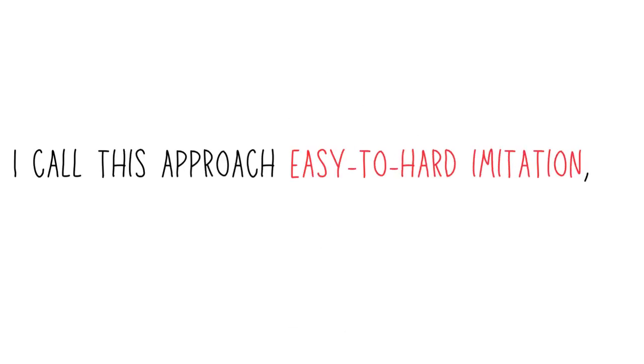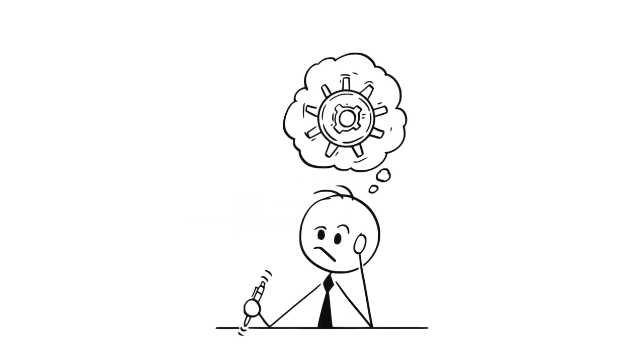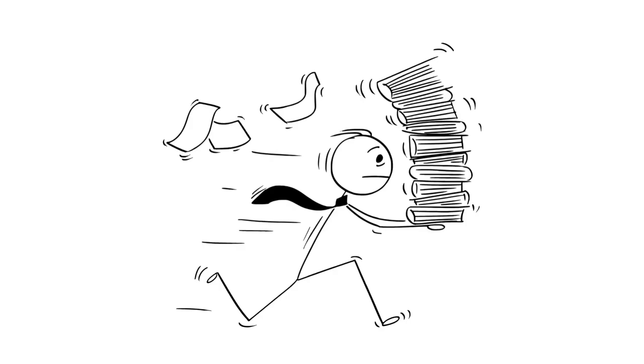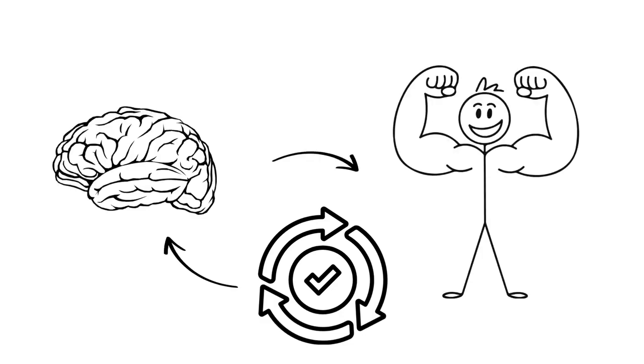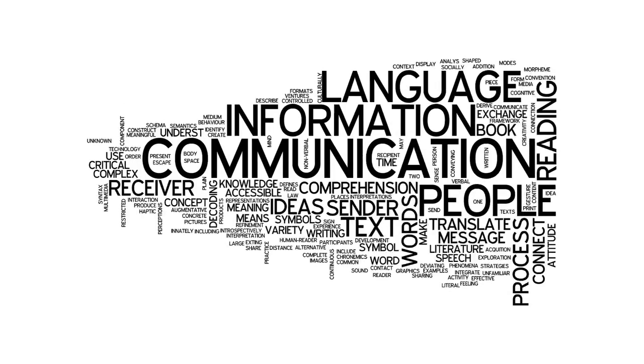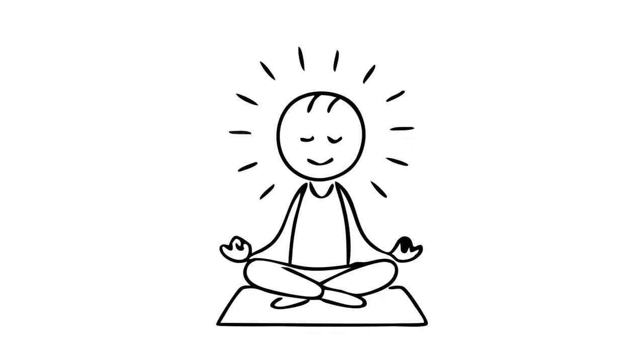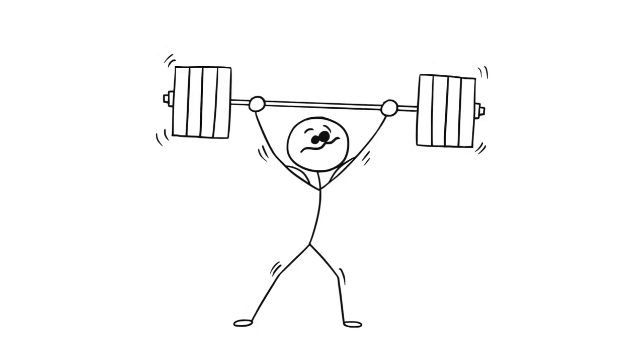I call this approach easy to hard imitation or progressive training. You start small, short phrases, easy content. Then you slowly challenge yourself with longer, faster, or more complex material. This process forces your brain to adapt, just like muscles growing stronger after each workout. Language learning is the same. You get better not by studying harder, but by training smarter.